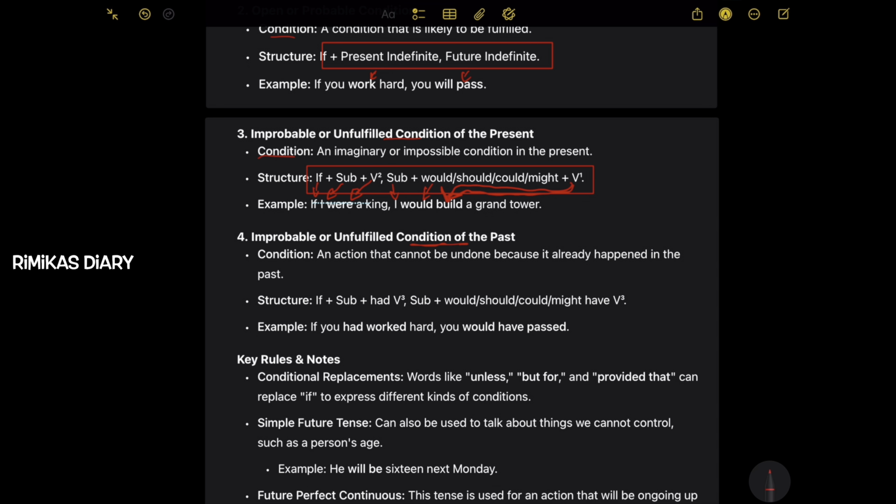Improbable or unfulfilled condition of the past. So the condition is an action that cannot be undone because it has already happened in the past. Structure: if plus subject plus had plus verb 3, plus subject plus would or should or could or might have verb 3. Example: if you had worked hard, you would have passed. So the condition is an action that cannot be undone, because it's already happened in the past.